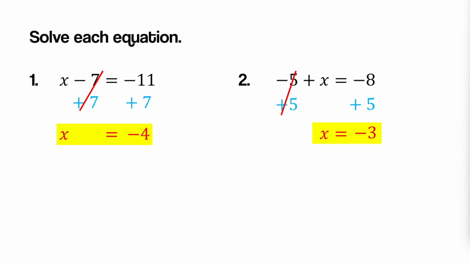To double-check your answer, you can always plug the number back into the equation and see if it produces a true statement. Negative 5 plus negative 3 does give us negative 8. Therefore, the answer is correct.